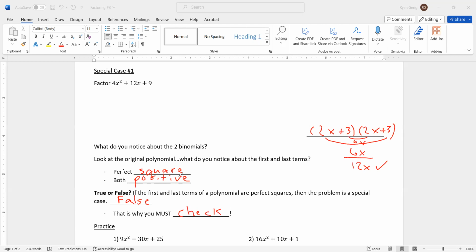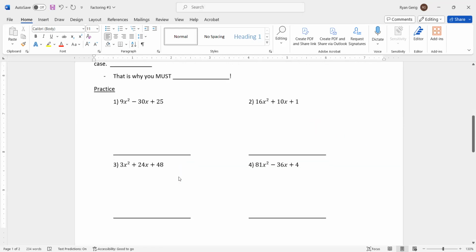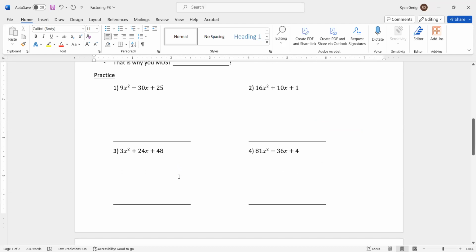So let's try a few practice problems with this. So number one, you see that the first term is 9x squared. The second term is positive 25. So it might be a special case. So let's try it. What's the square root of 9x squared? It's 3x. What's the square root of 25? It's 5. So I'm going to do that again here.